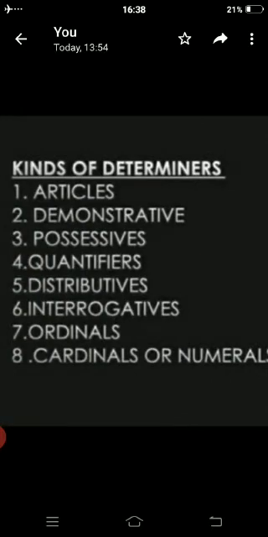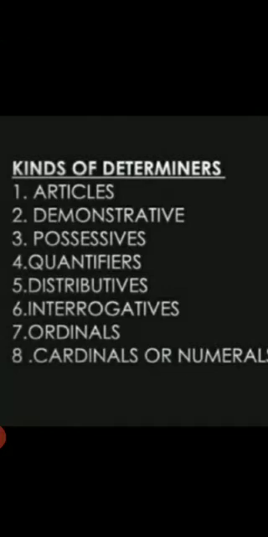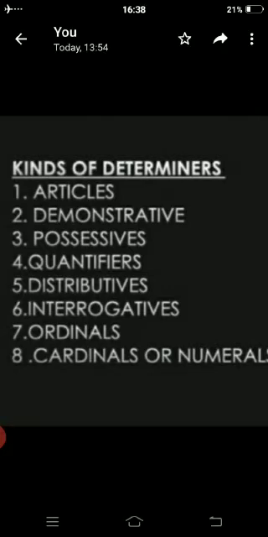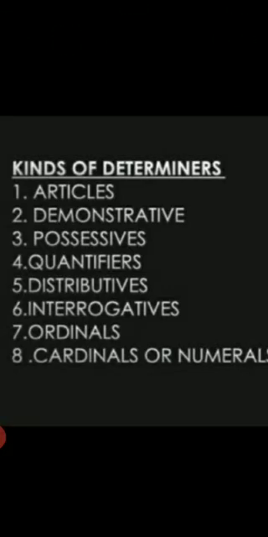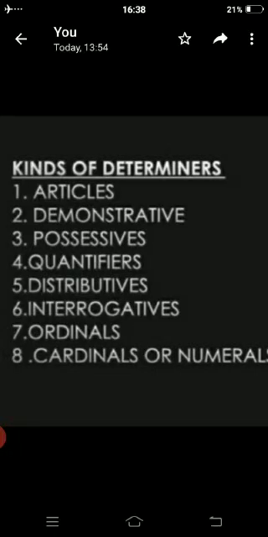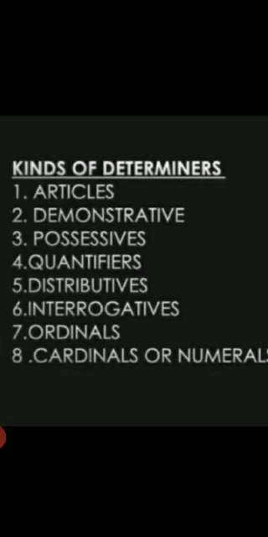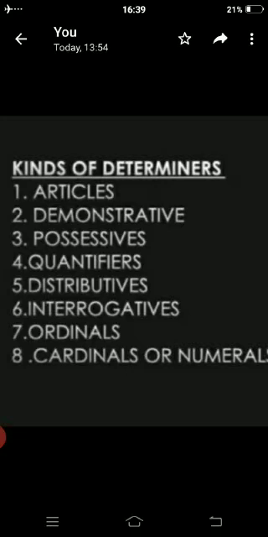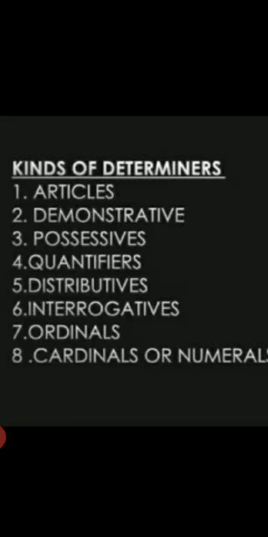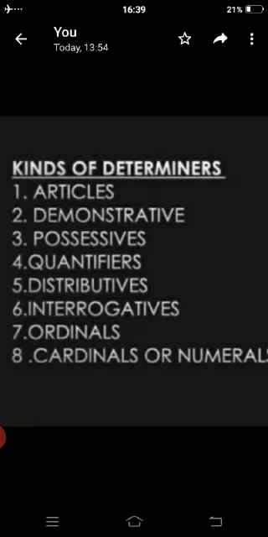Students, determiners are exactly like adjectives. So the kinds of determiners are: first one is article, then demonstratives, then possessives, then quantifiers, next is distributives, interrogatives, ordinals, and last is cardinals or numerals. Ordinals and cardinals collectively are called numerals also.